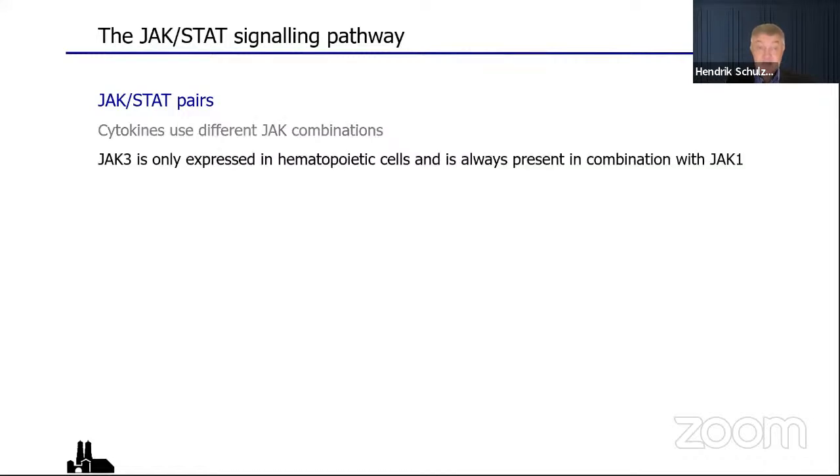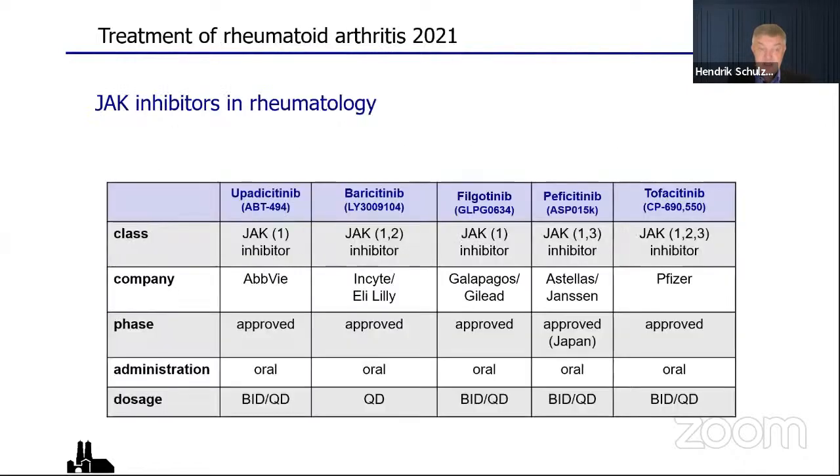The only expressed hematopoietic JAK is JAK3, and it's always present in combination with JAK1. In other words, there's no such thing as a JAK3 homodimer, and selectivity for either JAK1 or JAK3 will always inhibit the function of the heterodimer, because that's always a heterodimer between JAK1 and 3. JAK1, 2, and TYK2 are ubiquitously expressed in different cells. And this is a finding now for the final part: what is the implication for therapy.